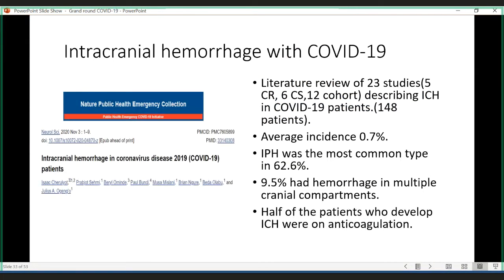Another bigger study has been done to associate intracranial hemorrhage with COVID-19. It was done through literature review, and it included 23 studies, 12 cohort, 6 case series, and 5 case reports. And they found that the average incidence of intracranial hemorrhage tends to be 0.7%. The most common type is intraparenchymal hemorrhage in up to 62.6% of patients.